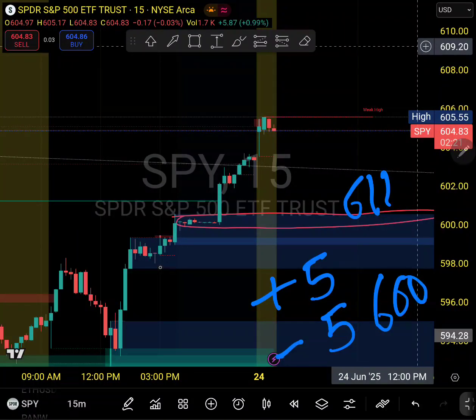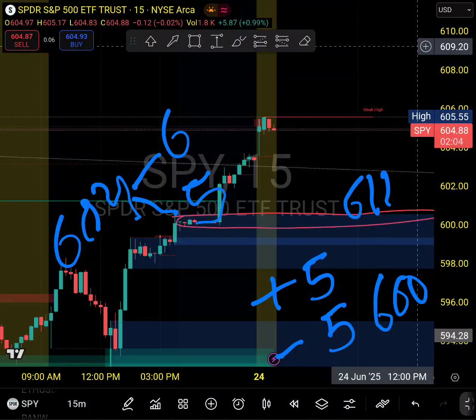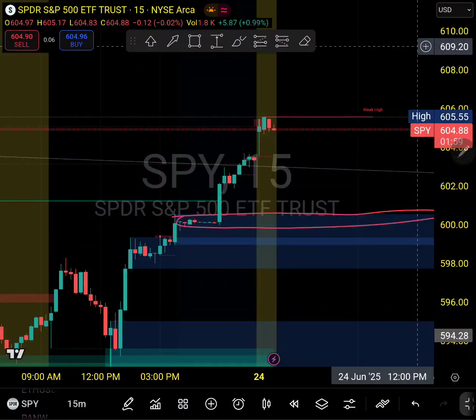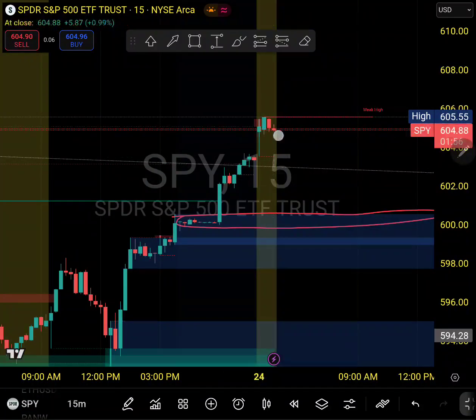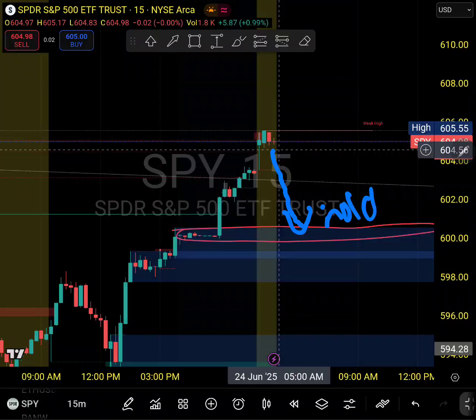Right now it was trading at 604, right? So $6 up, $5 down. This is the difference right now. So all you have to do is wait patiently when the market opens, right? And look for the retracement. Look for this retracement up to here at 607. Make sure it's holding, right?